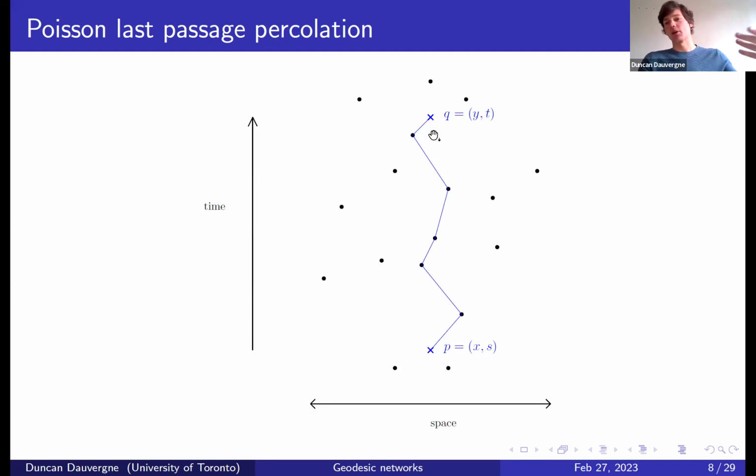But I need to also put a restriction on the paths, because otherwise I could have a path that arbitrarily goes back and forth and picks up as many points as I want. So I'm going to force my path to be 1 Lipschitz. Okay.